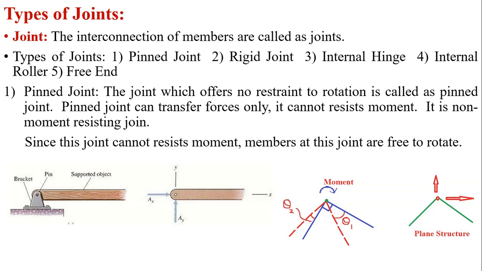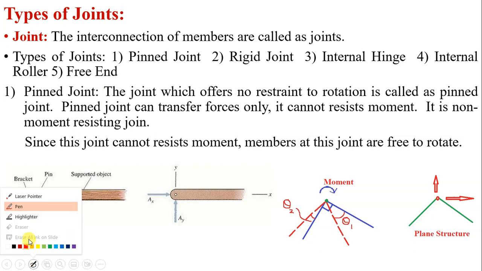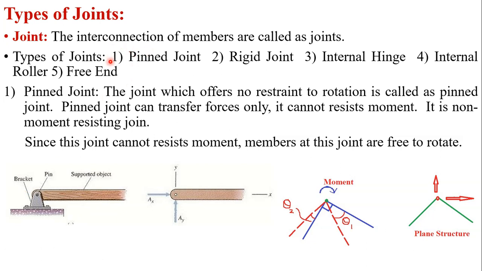So how can a joint be defined? Joint is the interconnection of members, or it is a point where two or more members are connected to each other. In structural engineering, we use different types of joints. So what are the types of joints which you will come across while studying this subject? First one is pinned joint. The second is rigid joint. Third one is internal hinge. Fourth one is internal roller, and at the end, free end. So let us start with pinned joint.